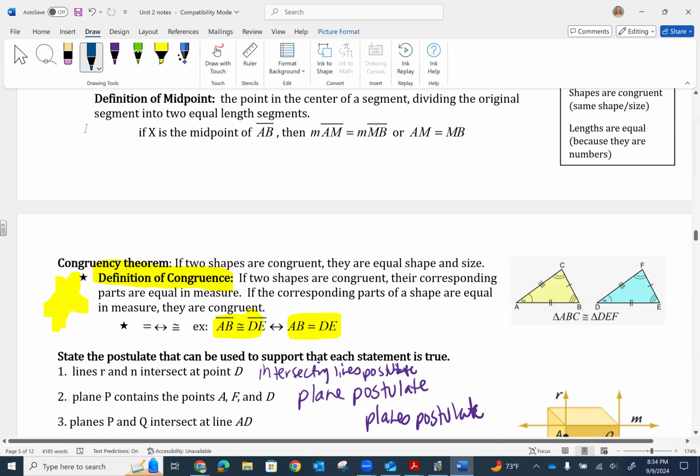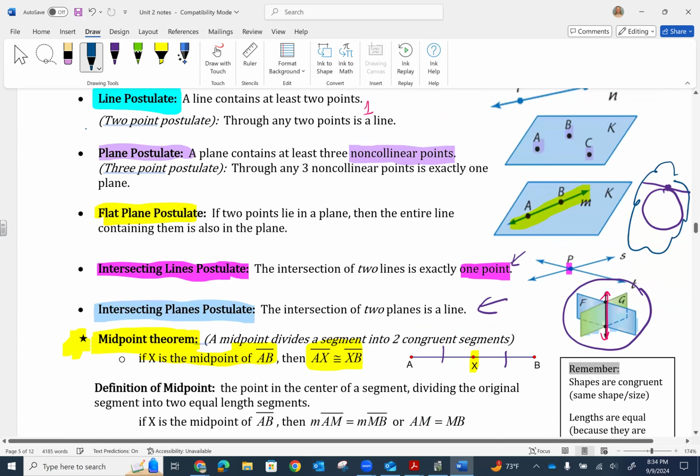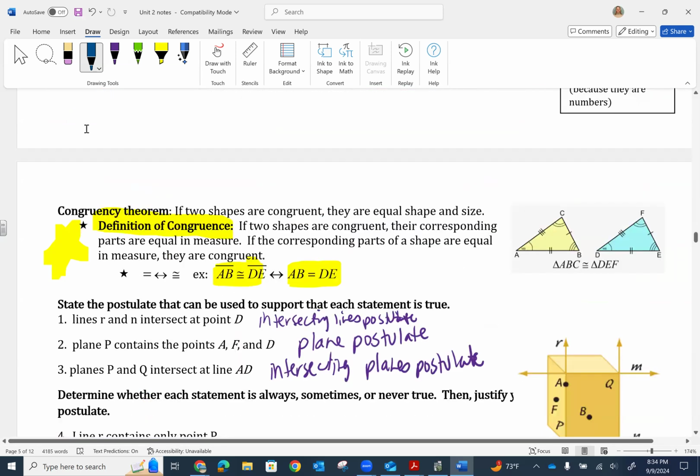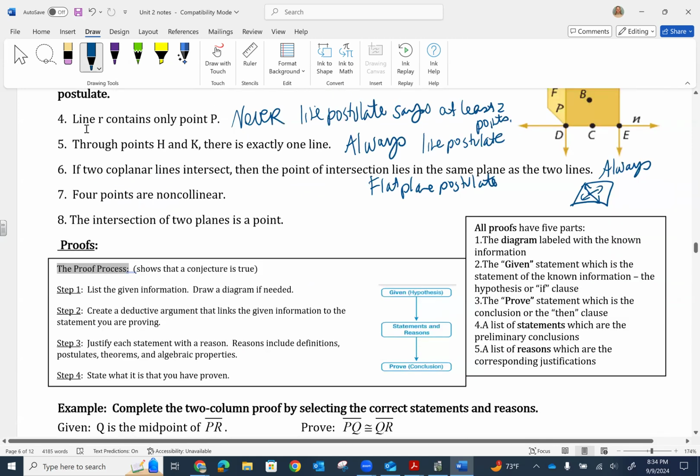So we're not living with a basketball, where one point of a line can be on the plane. If you've got a flat surface and you've got a ruler on it, all the points on the ruler are going to be touching the plane.